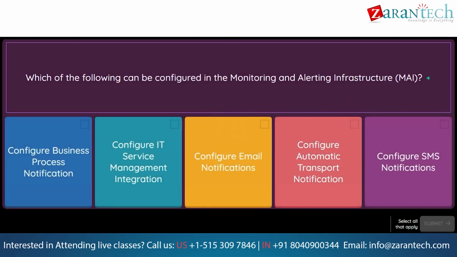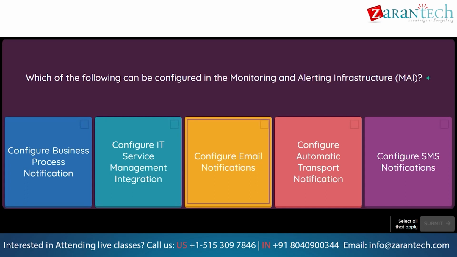Question: which of the following can be configured in the monitoring and alerting infrastructure, MAI? Option 1 Configure business process notification. Option 2 Configure IT service management integration. Option 3 Configure email notifications. Option 4 Configure automatic transport notification. Option 5 Configure SMS notifications.